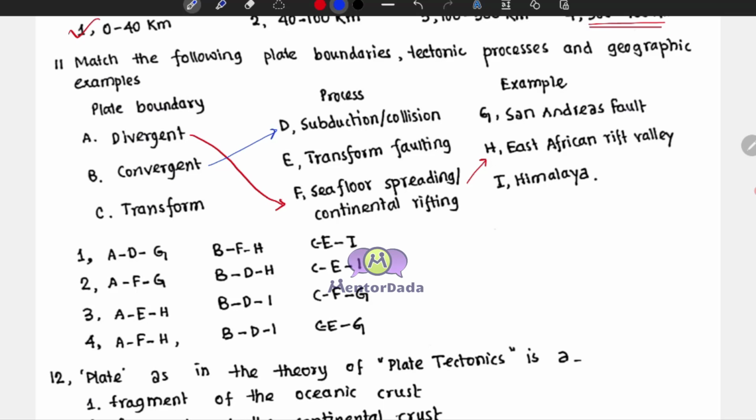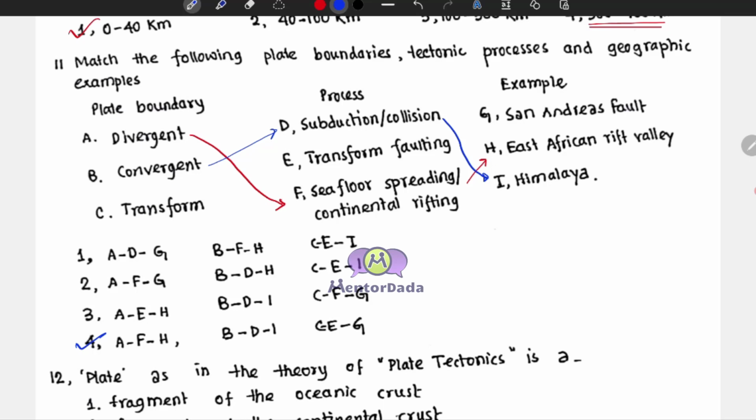And now convergent plate boundary means two plates are colliding with each other, so subduction and collisions took place, right? And as a result, what we could see, either mountain building processes or island arc or volcanic arc formation took place along these boundaries. So it matches with this one. So let's see, AFH is your correct match, AFH. And BDI, so option number 4 will be correct.